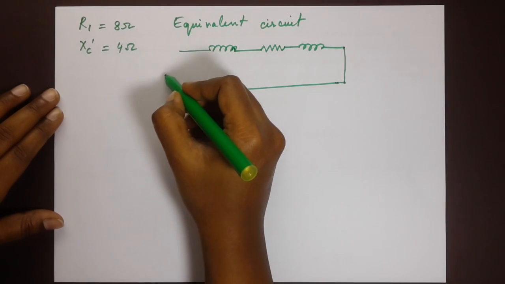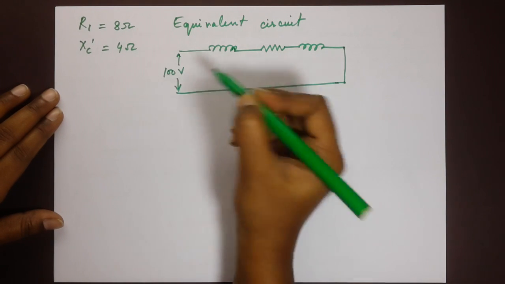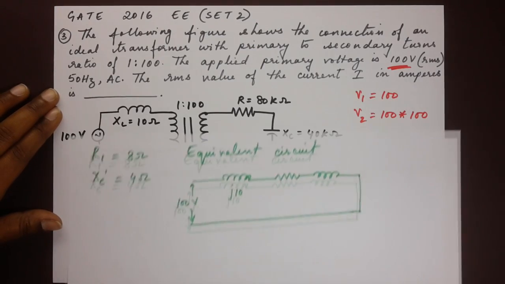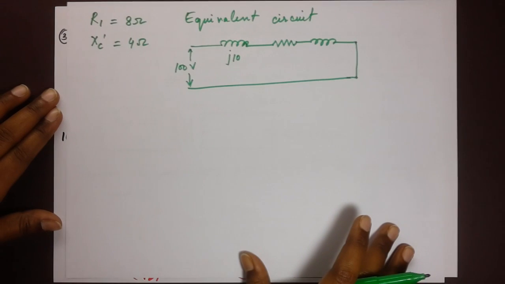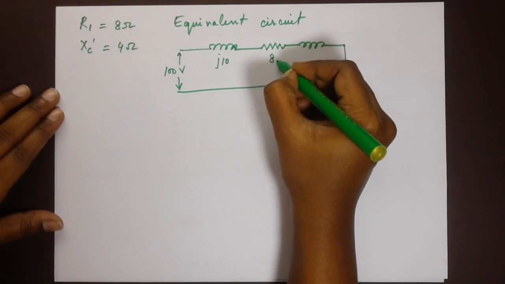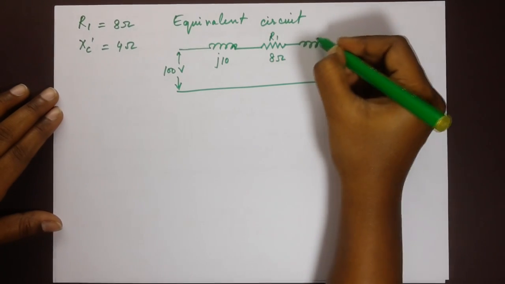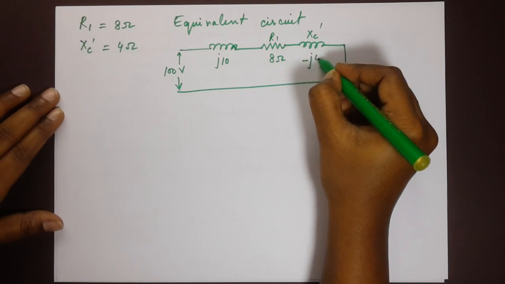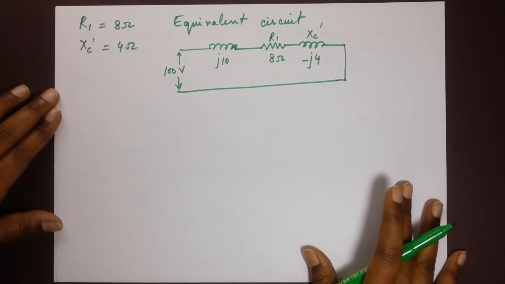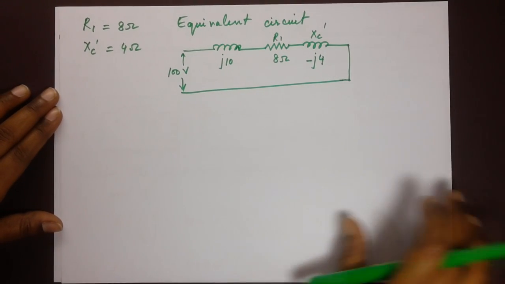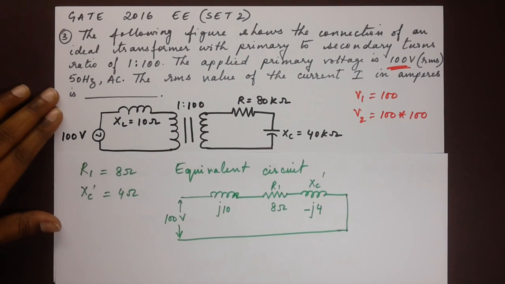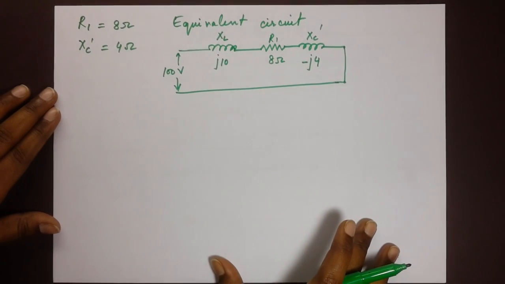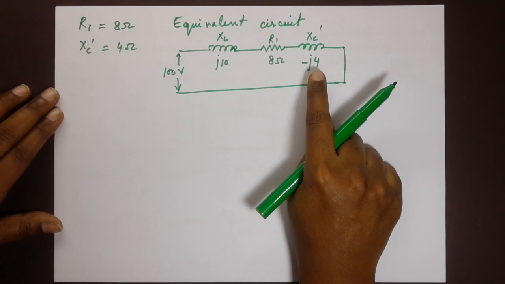Okay, so we have the RMS value given to us as 100 volts. Here we have J10 as given in the diagram here. 8 ohms is what we have found, R1, and this is XC dash. Now this is minus J4. Please keep that in mind, it is quite important. So here for the capacitive reactance, we have it as minus J4. Now this is XL, the inductive reactance, so that would be positive, whereas for capacitive reactance it would be negative.